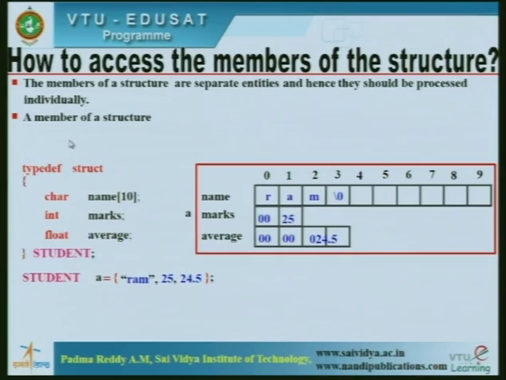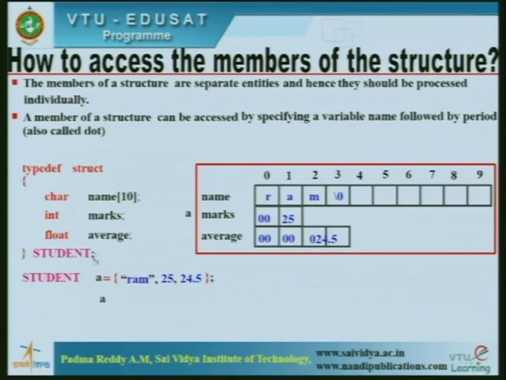Another point is that a member of a structure can be accessed by specifying a variable name. Here, what is the variable we have? The variable A. We can access all these members using the variable A. So, here I write A. Immediately after writing A, specifying the variable has to be followed by what? A period. Period is also called dot. So, after writing the variable A, we write dot here. Can you observe the dot here? Immediately after variable A, you have to write dot.